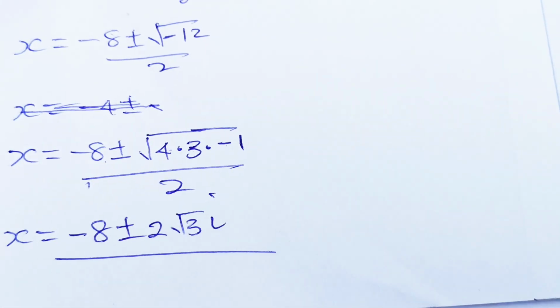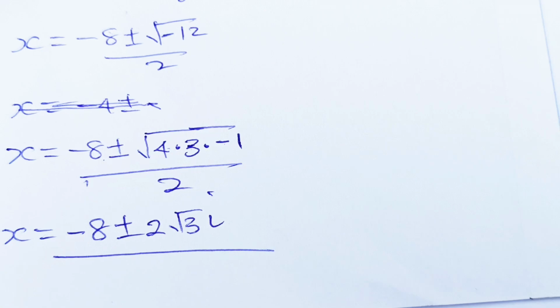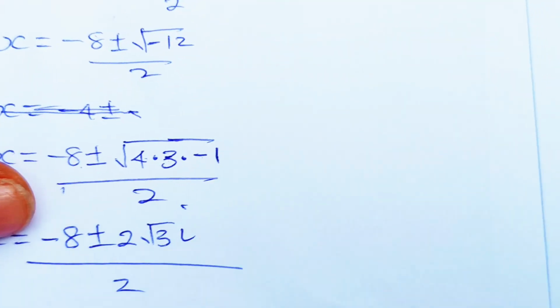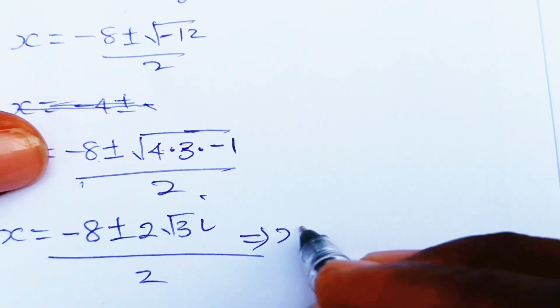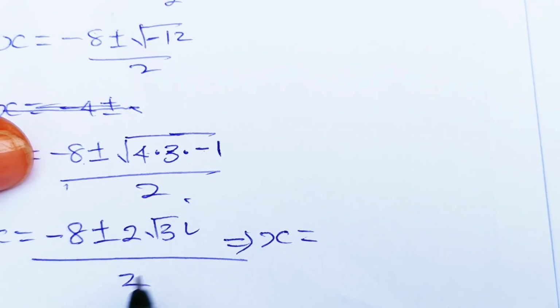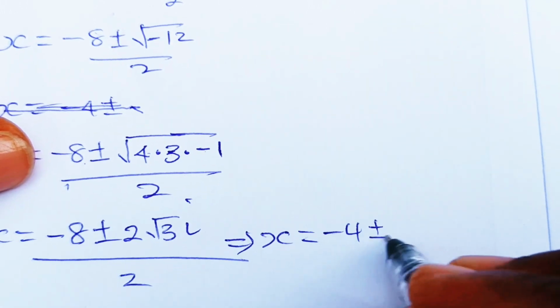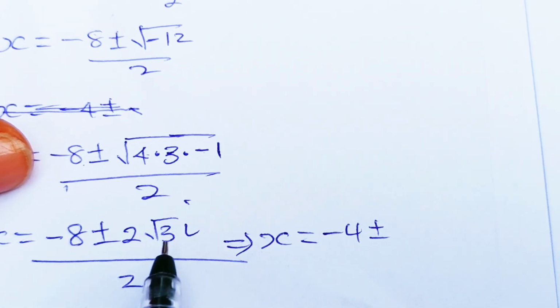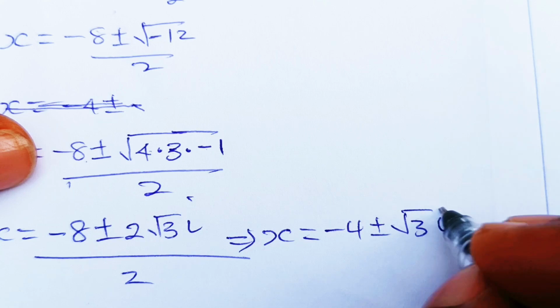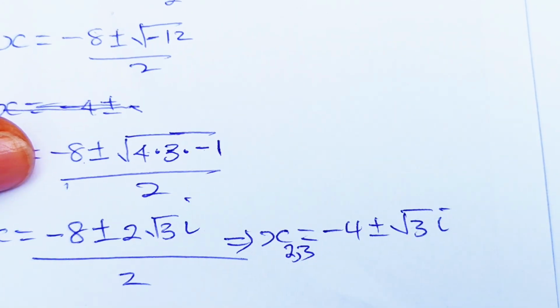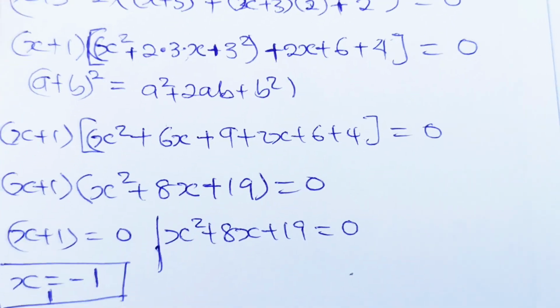Okay, divided by 2. Now if we should solve this, this implies that x is equal to minus 8 divided by 2 will give us minus 4 plus or minus 2 divided by 2 is 1, so we are left with root 3i. Now this is the second and the third value of our x, right? Okay, now recall that we just solved for one.